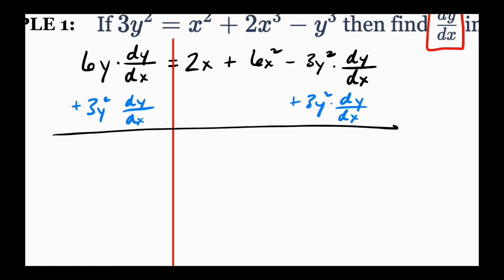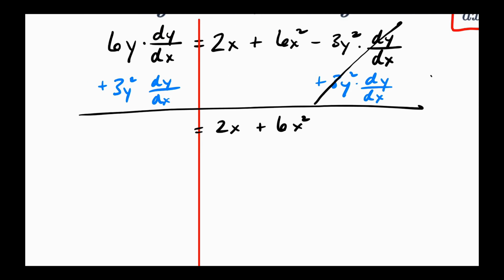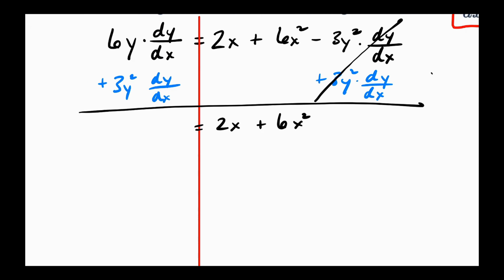On the right side, it's just 0, because I'm adding it. I'm just doing the opposite, so it's 0. So over here, I have 2x plus 6x squared. Over here, do I get 9x squared? No, I do not, because they're not like terms. I get a 6y dy dx plus a 3y squared dy dx.